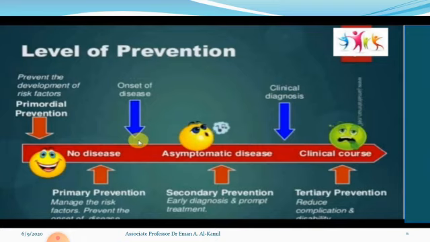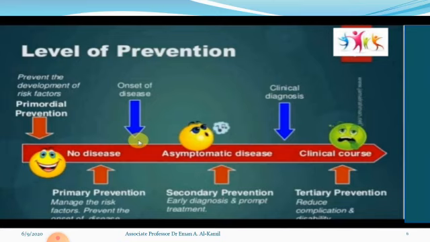And the secondary prevention can be applied for individuals who have already started having pathological changes in the tissue, but are still preclinical or asymptomatic. So we can apply the secondary prevention by screening and early detection, and then we are going to modify the natural history of the disease by certain preventive measures.